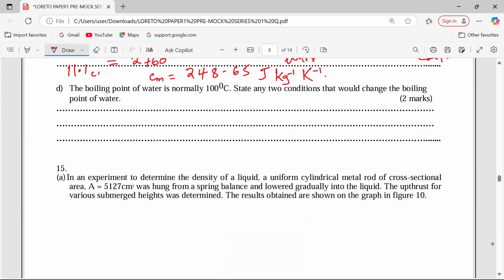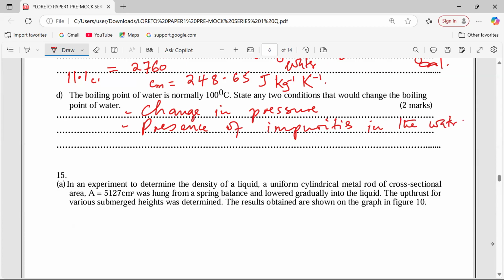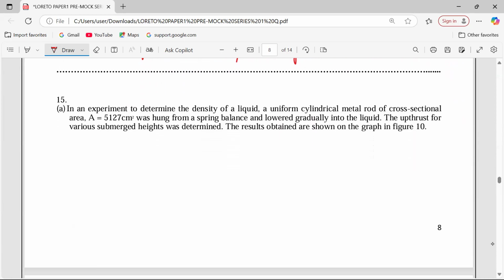Part D of this particular question is telling us that the boiling point of water is normally 100. State any two conditions that would change the boiling point. One condition would be a change in pressure. Two, we also talk about the presence of impurities in the water. Assignment: we know that impurities affect the boiling point and the melting point of substances. We know that pressure affects boiling point and melting point of substances. Please do research on how each affects melting point and boiling point. Make sure you do that research.